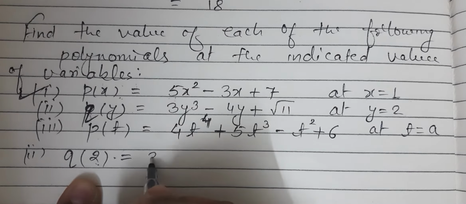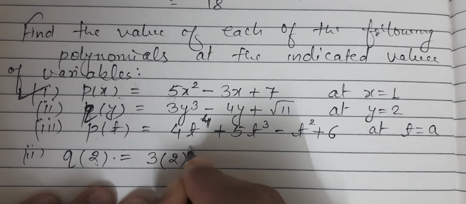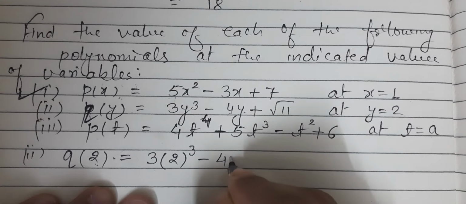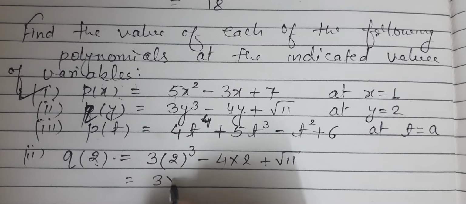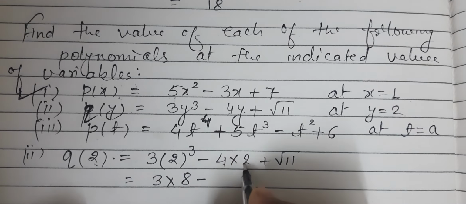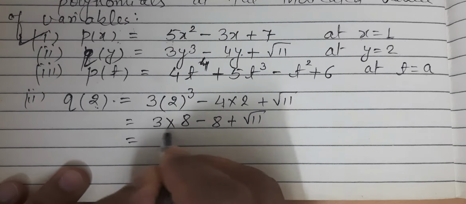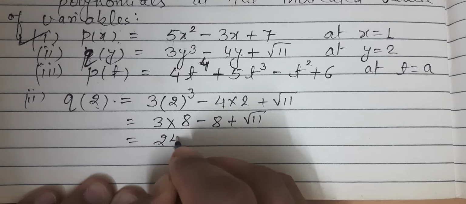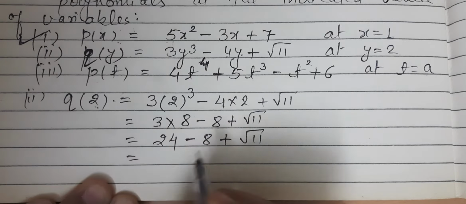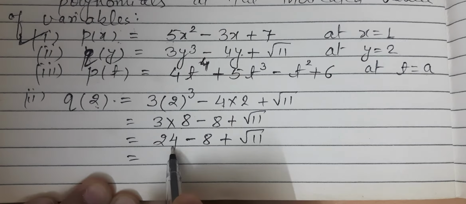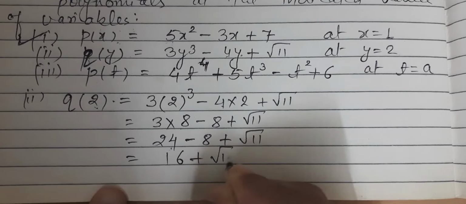So what we will do, we will simply replace this y with this 2. So 3y cube means 2 cube, minus 4y means 4 multiplied by 2, plus root 11. Okay, now 3 multiplied by 2 cube is 8, minus 4 2s are 8, plus root 11. Now first we'll multiply. So 8 3s are 24, minus 8 plus root 11. We can subtract this 8 from this 24. Okay, so we'll get 16 plus root 11.